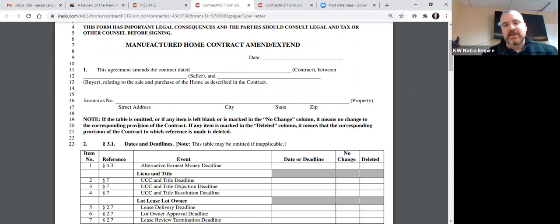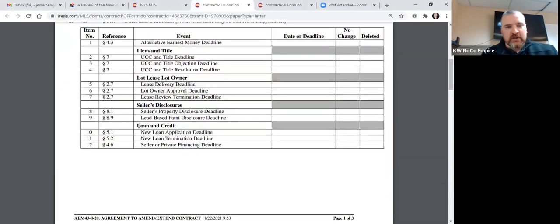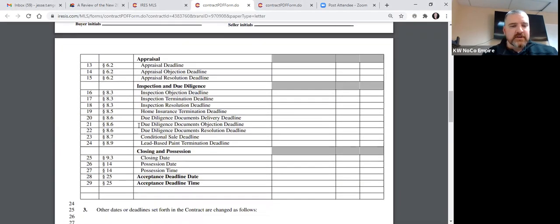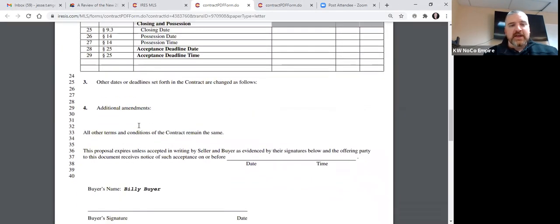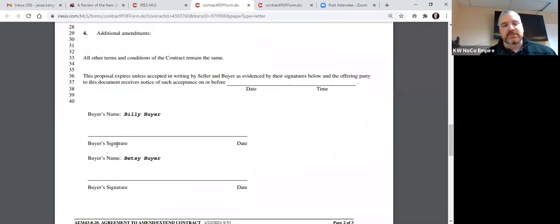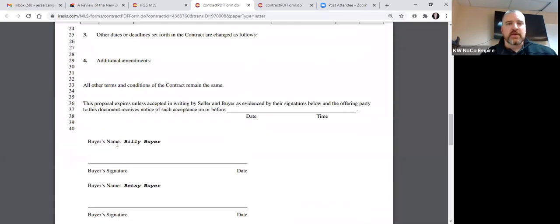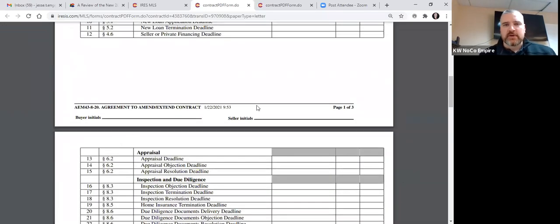So what is getting amended, right? It has all of your deadlines there, just like the contract. And then again, similar construction to the normal amend extend for the typical residential contract, right? Any other dates or deadlines that need to be changed, any additional amendments, right? Then you've got your acceptance deadline, buyer and seller names, okay? So that one's pretty straightforward. Now let's get to the counter.